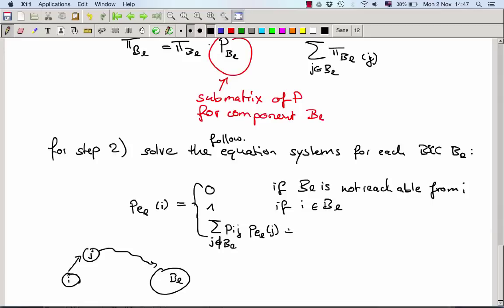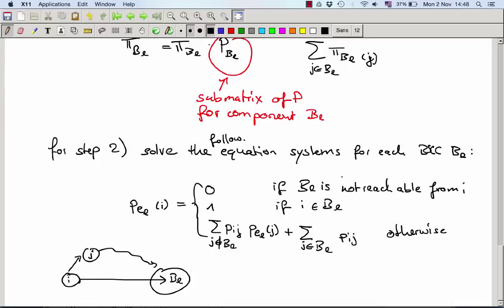And what I can also do is, if i can enter BL directly in one step, then I go to state j, which is in BL, with probability Pij. Okay, so the probabilities that we really want are the solution of this recursive equation.